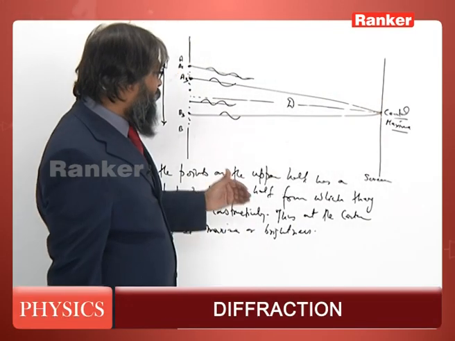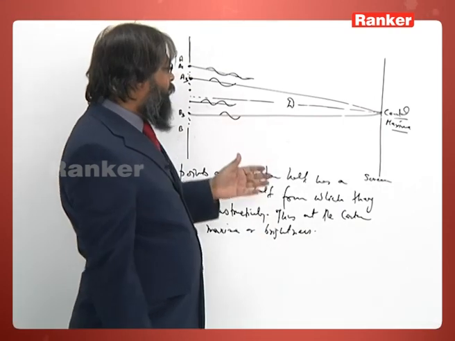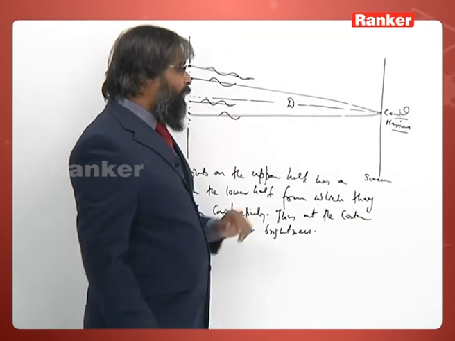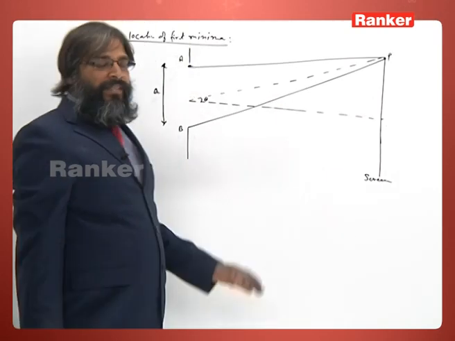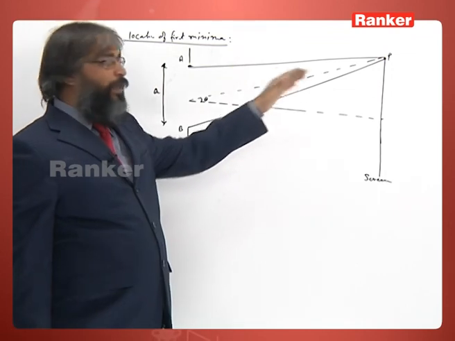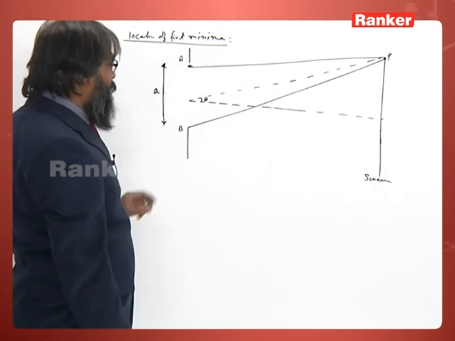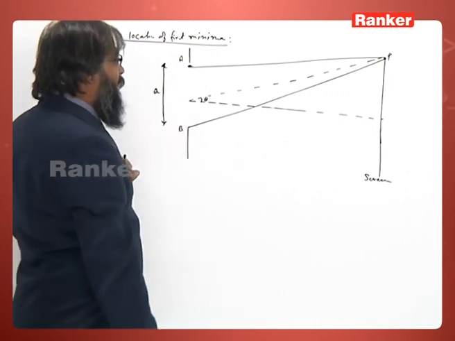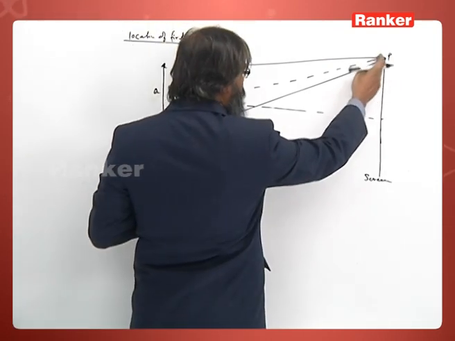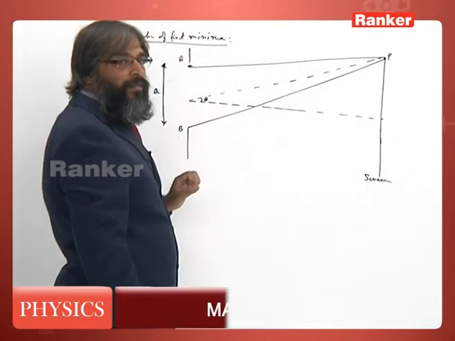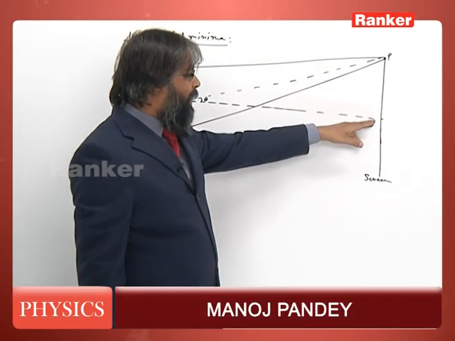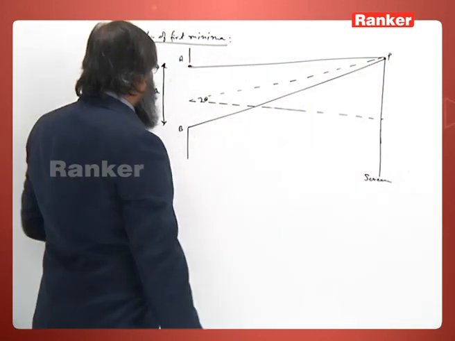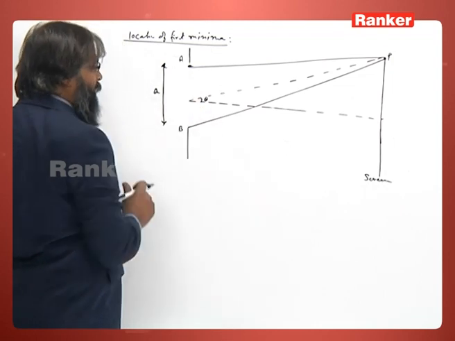Now, let us locate the position of the first minima. This is a very tricky calculation. First minima, let us see. Now, let us locate where the first minima is. In order to locate the first minima, here again the slit is divided into two portions. We have selected a point P where I expect the first minima to be. So here is a maxima and there is the first minima. Divide the slit into two portions.